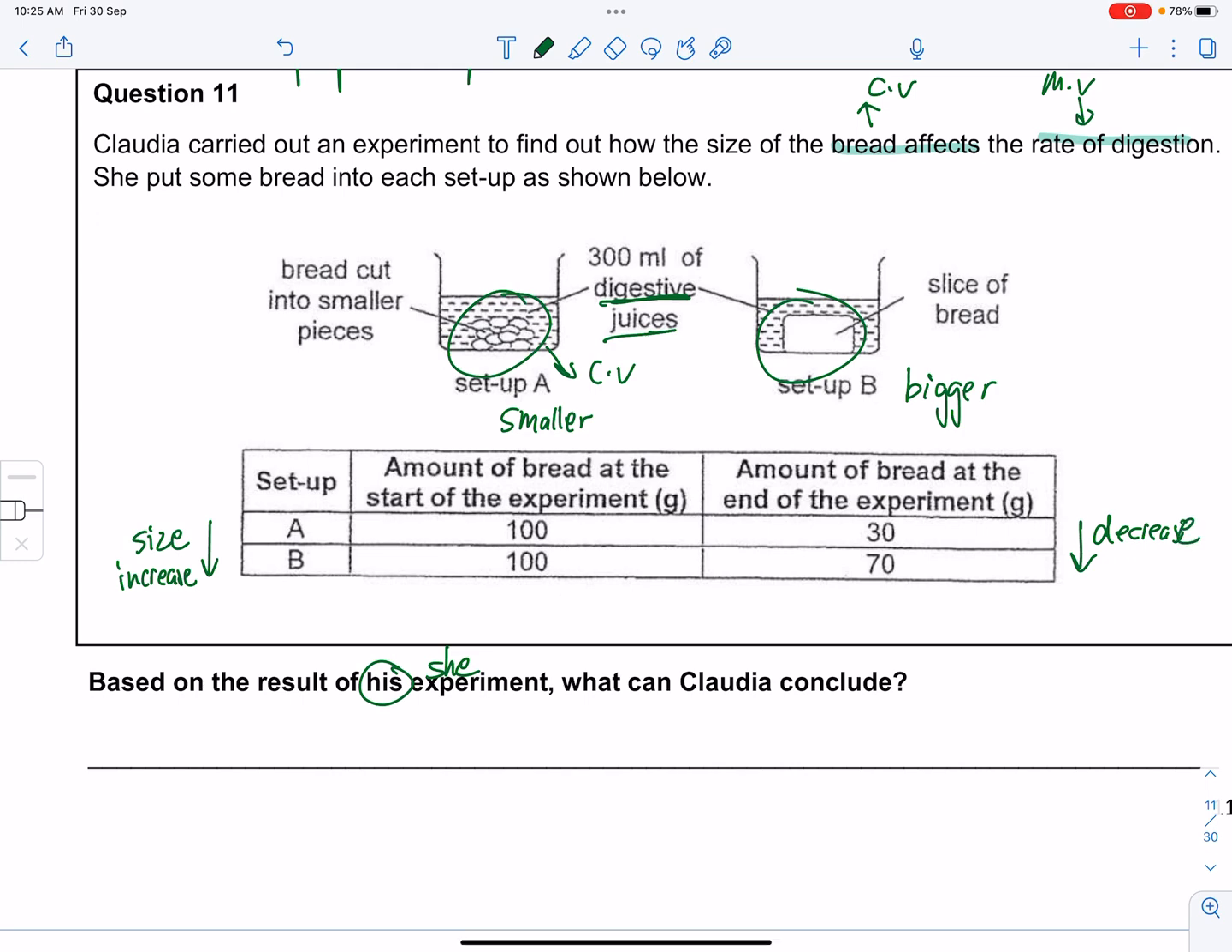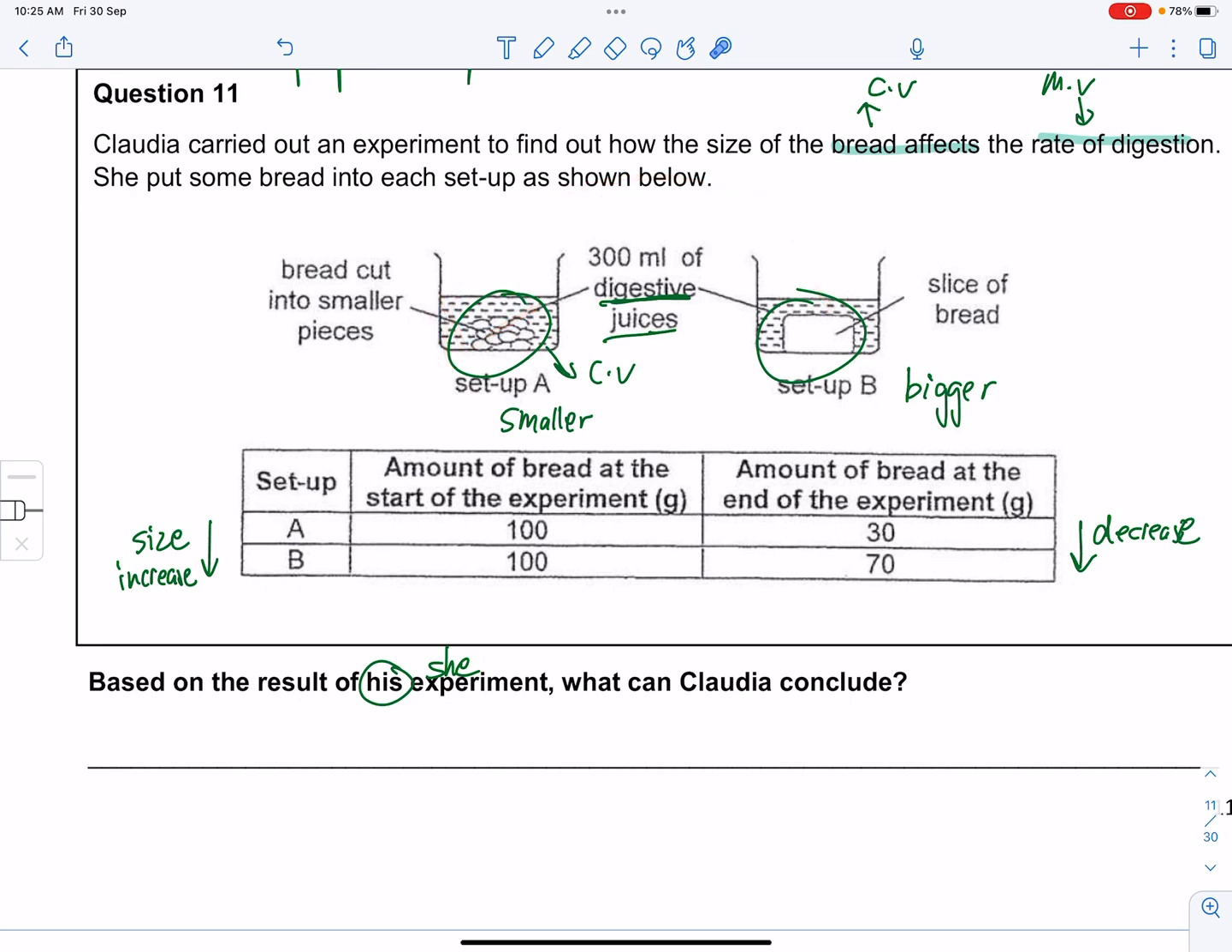Okay? So based on this result of the experiment, what can you conclude? So probably what Claudia can conclude is that, okay, as the size decreases, alright, rate of digestion increases. Now, why do I phrase it in such a way? Because it makes more sense. Technically, in the experiment, you did not make the bread bigger, but rather you made the bread smaller. It's just the way they arranged it, right? You did not add more bread. You did not make the bread bigger, but you made it smaller.